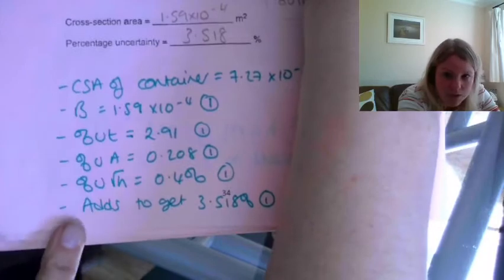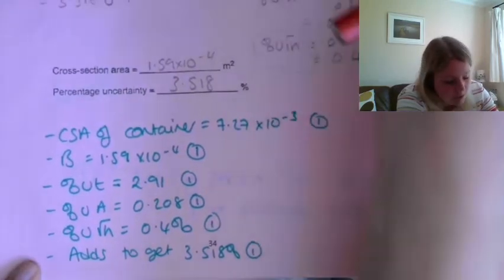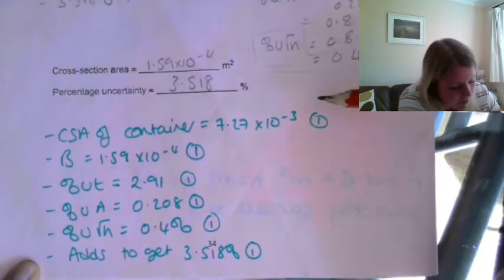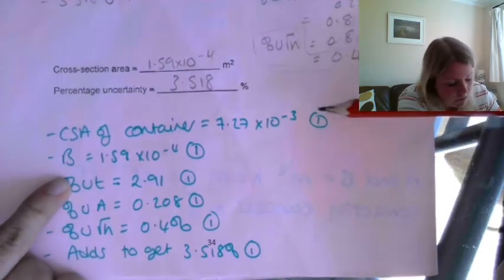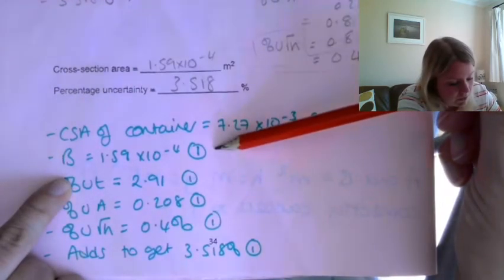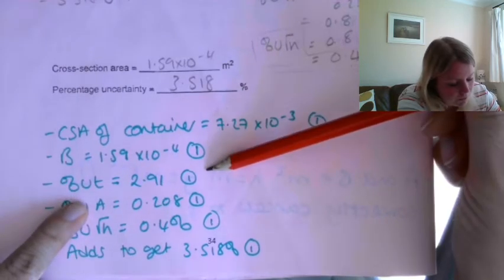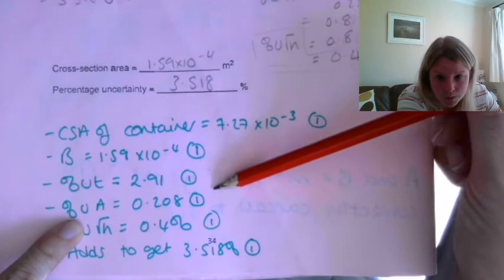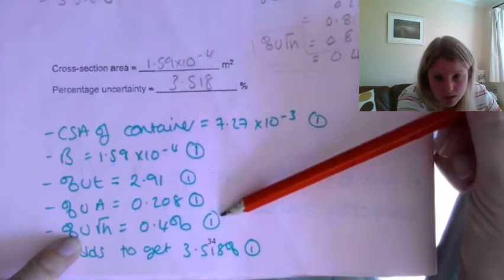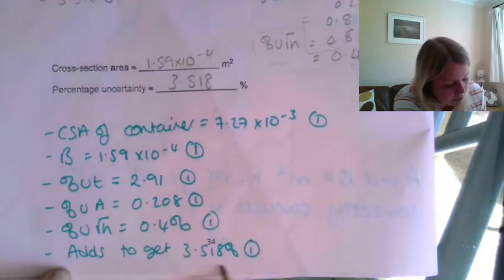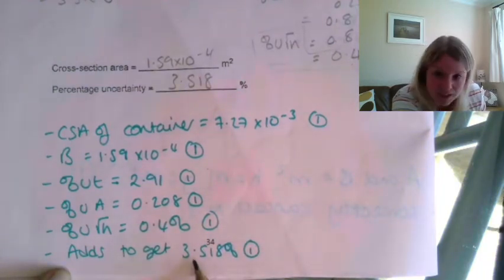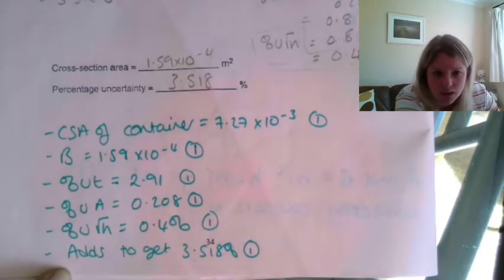So let's have a look at what the marks are for. There's 6 marks for this. There's 1 mark for getting the cross-sectional area of the container. There's 1 mark for calculating the value of B. There is 1 mark for getting the percentage uncertainty of T, 1 for getting the percentage uncertainty of A, 1 for getting the percentage uncertainty of root H, and then 1 for adding all your percentage uncertainties together at the end, and the right ones getting added together.